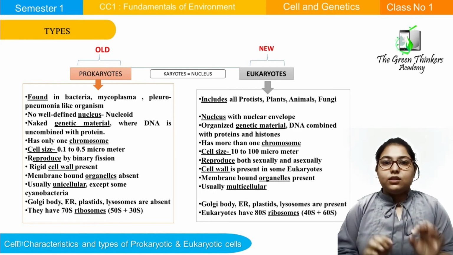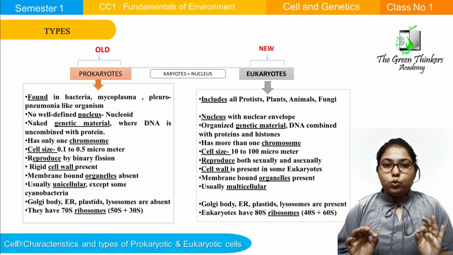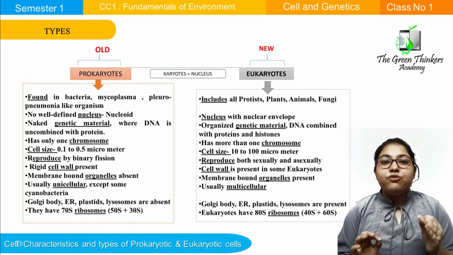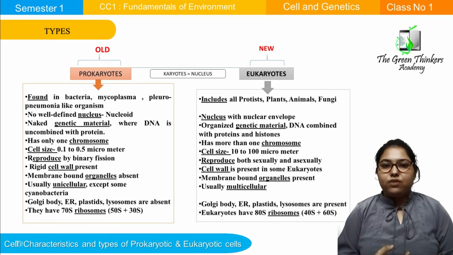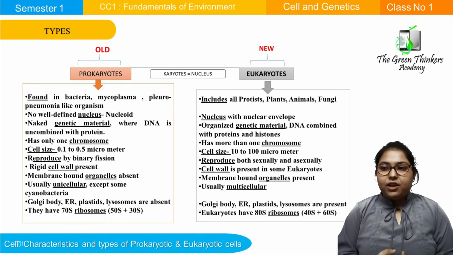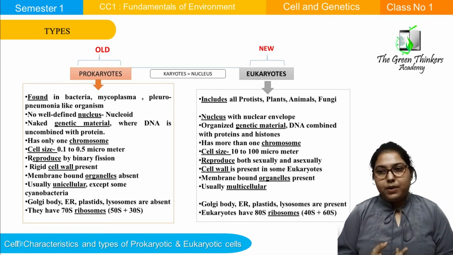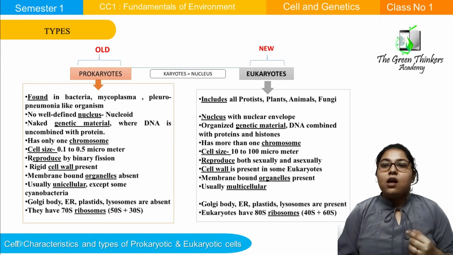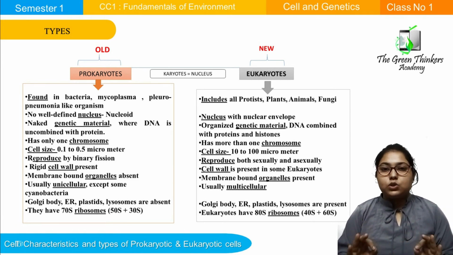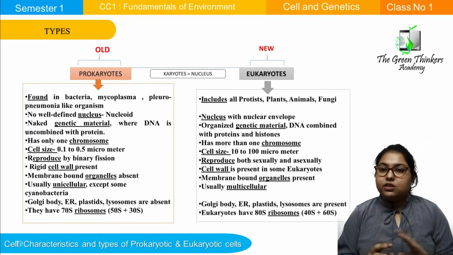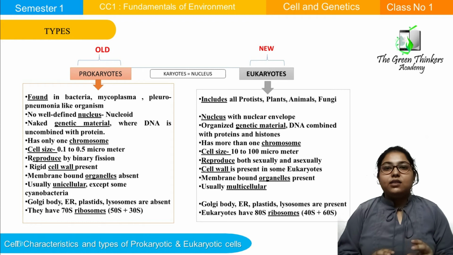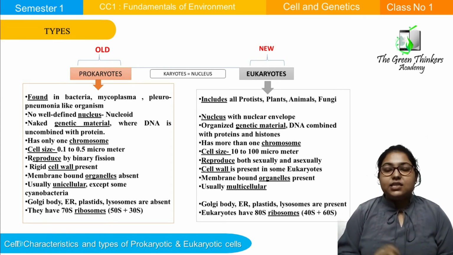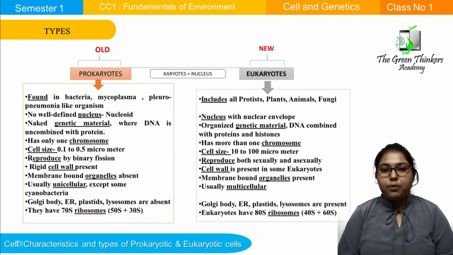So first, these underlined words are those on the basis of which we will remember the things. First is where it is found. Prokaryotes are found in bacteria, mycoplasma, and similar organisms, whereas the eukaryotes are found in plants, animals, and fungi. Next is the nucleus. In prokaryotes it is not well defined, so it is basically the nucleoid. Whereas in eukaryotes, we have a properly defined nucleus, covered in a nuclear envelope.